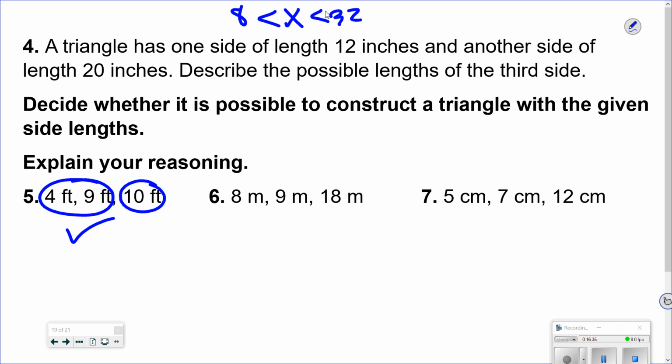Again, add the two shorter sides together. 8 plus 9, those add up to be 17. That is not bigger than the third side. So this would be a no. Okay, they cannot form a triangle.